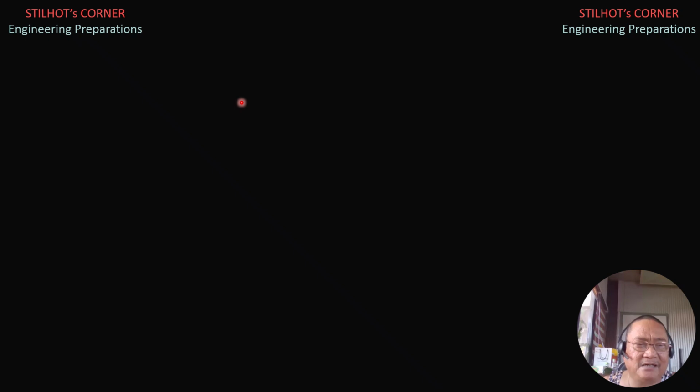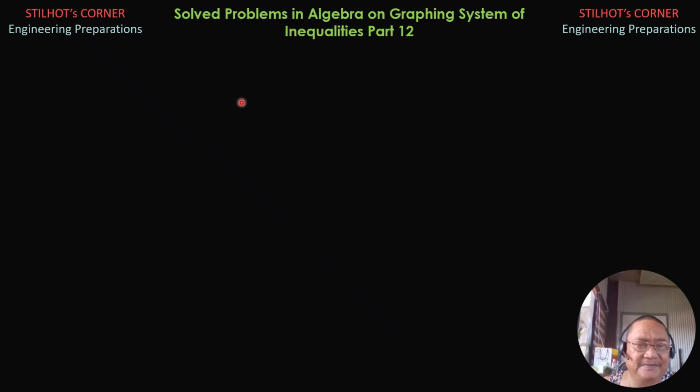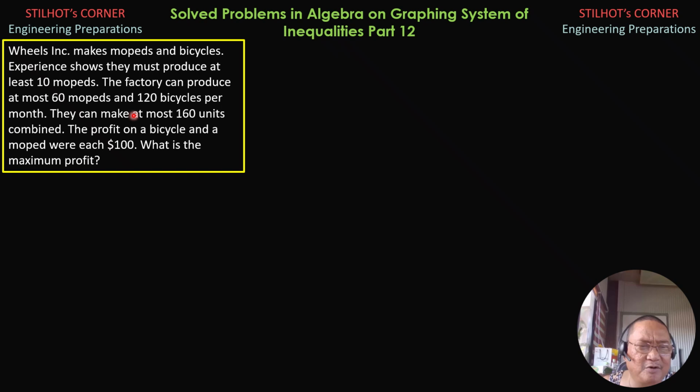So here are the two problems. This is the first. Wheels Incorporated makes mopeds and bicycles. Experience shows they must produce at least 10 mopeds. The factory can produce at most 60 mopeds and 120 bicycles per month. They can make at most 160 units combined. The profit on a bicycle and a moped were each $100. So what is the maximum profit?